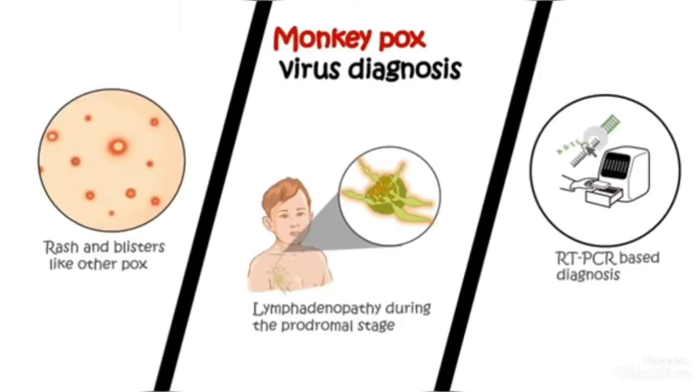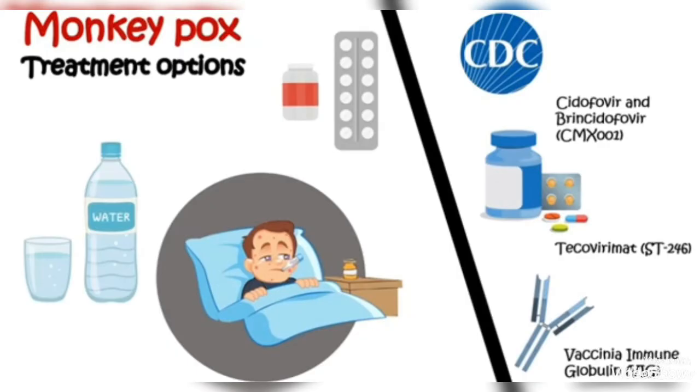The history taking, clinical examination, finding the signs and symptoms, and it can be confirmed by RT-PCR of the secretions. The treatment is supportive care, that is symptomatic treatment, with which most of the people become normal. I mean, most of the people recover with the symptomatic treatment.